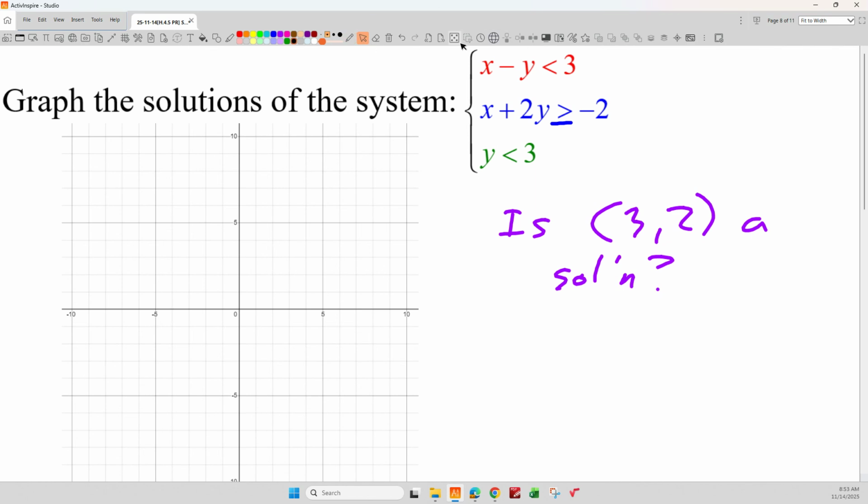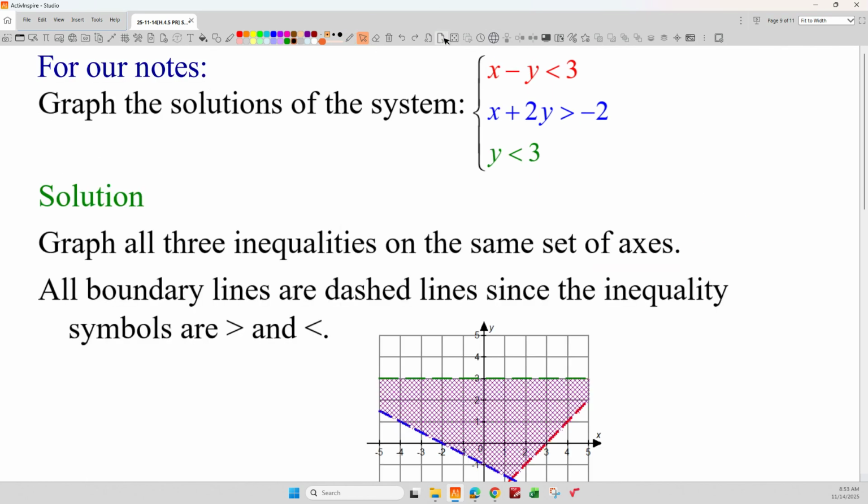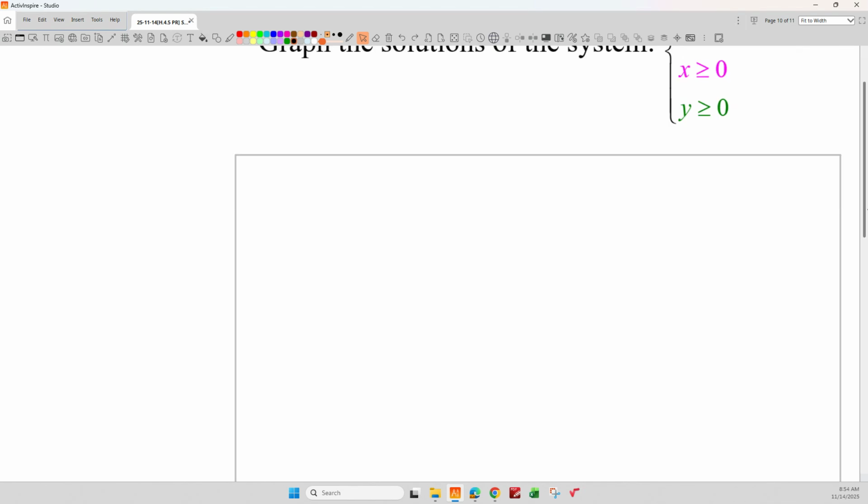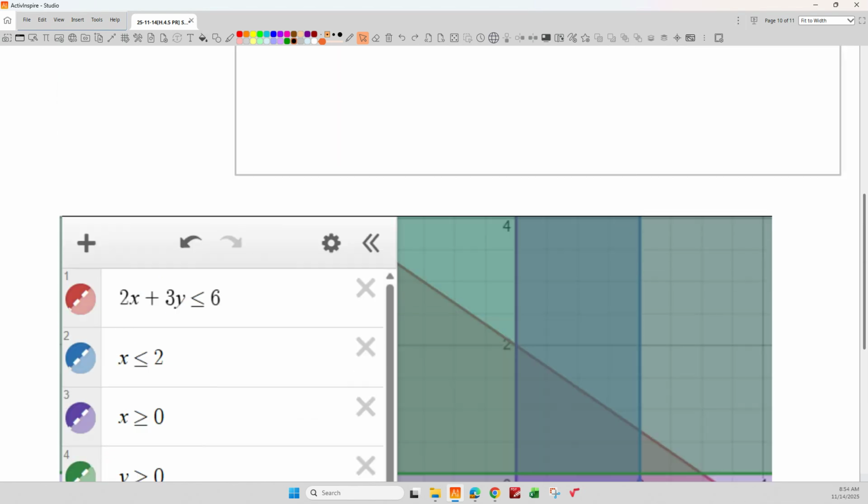All right. And again, for your notes, there's the graph. Okay, so again, this is one where I don't need to probably spend too much more time on this, but all I'd have to do in Desmos to graph this is just graph all those inequalities. And I get something like that, and I can see where the intersection is.